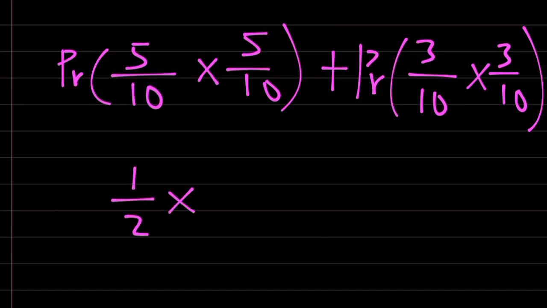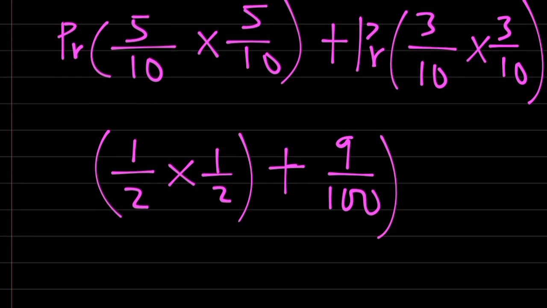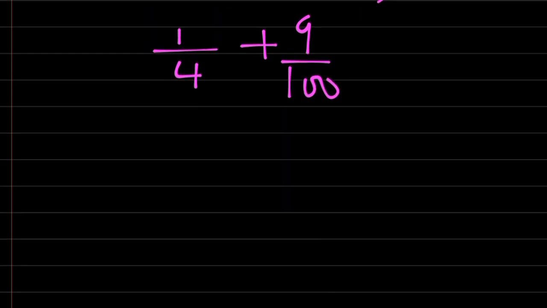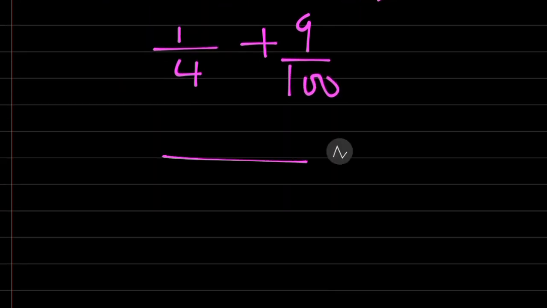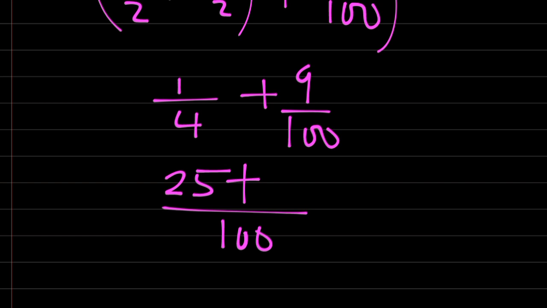1 over 2 times 1 over 2, then plus 3 times 3, 9 over 10 times 10, which is 100. 1 over 4 plus 9 over 100. LCM of 4 and 100 is 100. 4 goes in 100 is 25 times 1, 25, plus 100 goes in 100 is 1, 1 times 9, 9.